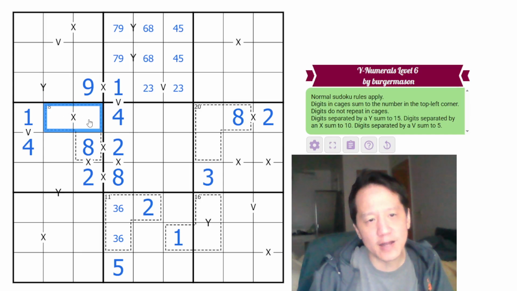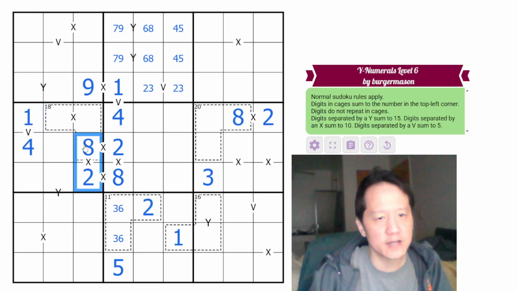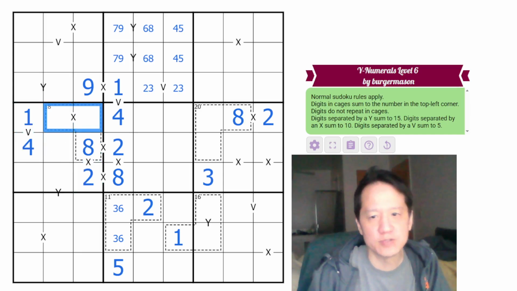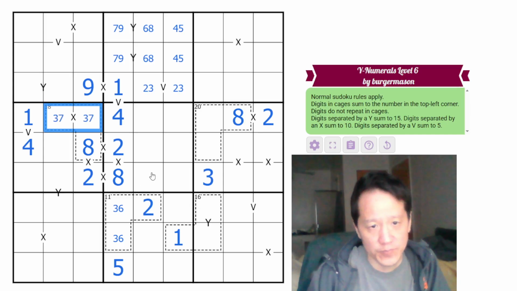This cell adds up to 10. These two cells add up to 10. But it cannot be 1, 9, 2, 8, or 4, 6. It must be 3, 7. So this is 3 and 7 here.